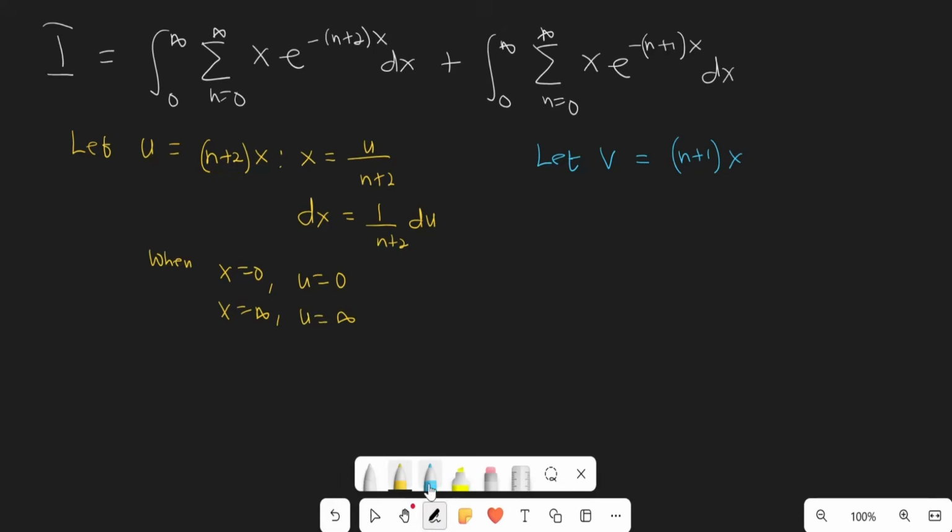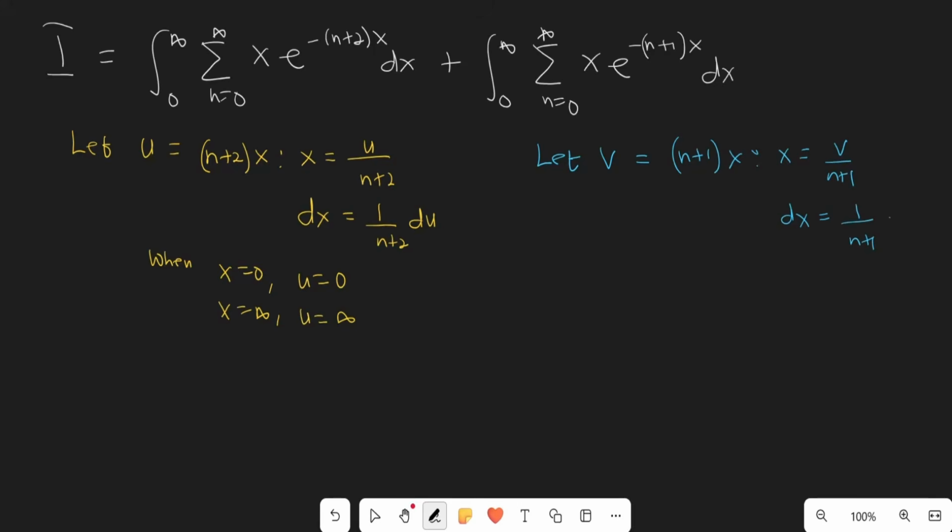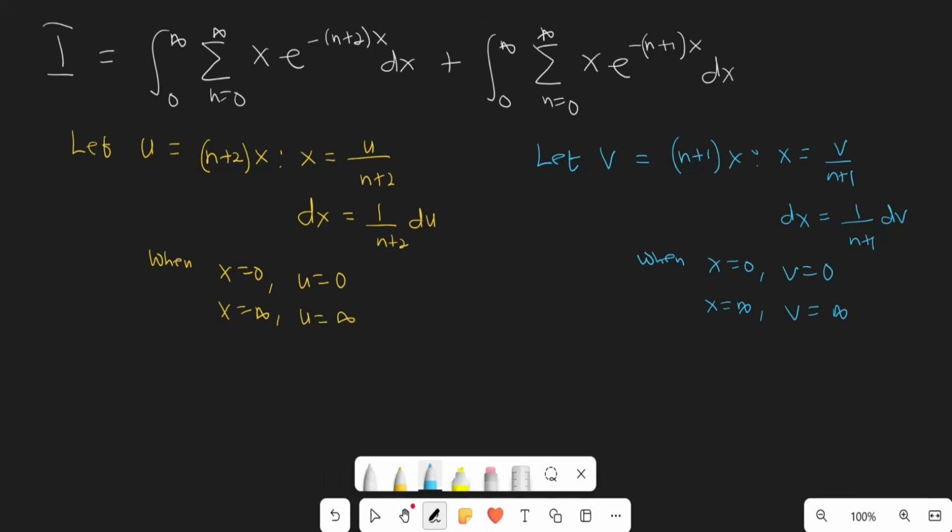Right, when we come to the second one, that implies that x is going to be equal to v all over n plus 1. So dx is going to be equal to 1 all over n plus 1 dv. And now the change in limits. When x is equal to 0, v is going to be equal to 0. And when x is equal to infinity, the upper limit v is going to be infinity as well, because this is a positive value. Now we can take the integral into the u and the v world.